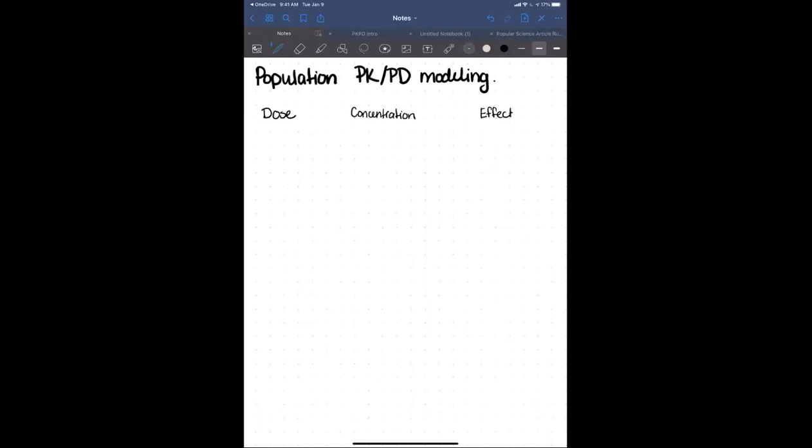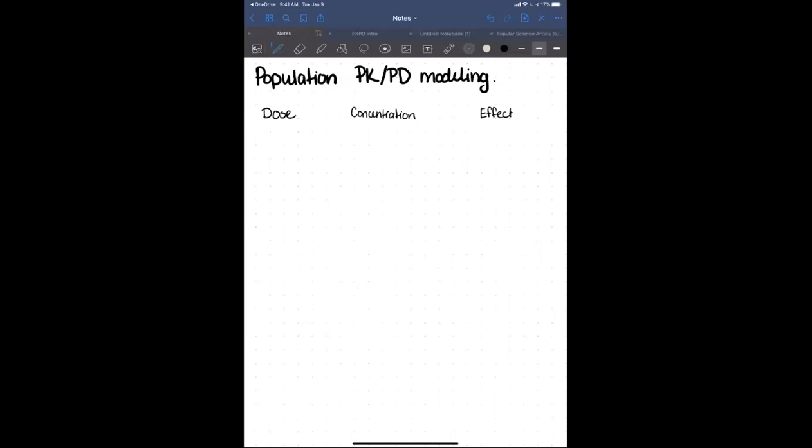Today, we're going to be talking about population PK/PD modeling. We've already talked about PK/PD modeling in general. We're going to get into what this population aspect can mean. So when we've been thinking about PK/PD modeling, it's been for some drug, and we think about three different things about this drug.